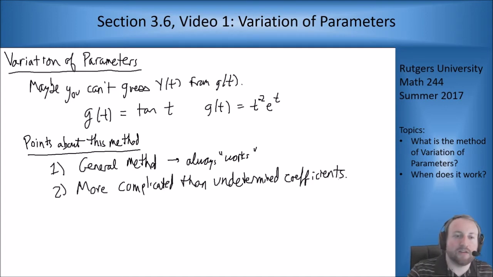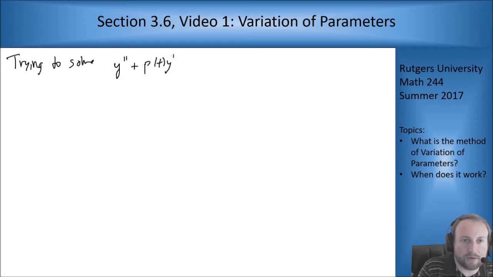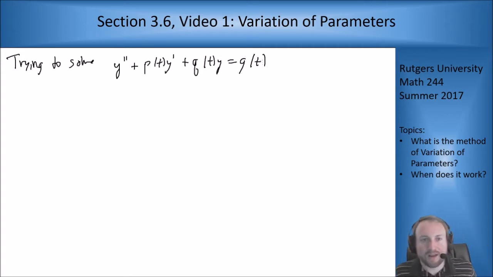All right, let's start thinking about this method. We're trying to solve y double prime plus p of t y prime plus q of t y equals g of t. Here we're going back to the general, not necessarily constant coefficient case, because we can solve it in this case just as easily. Working these out by hand is a lot easier with constant coefficients, which is probably what you'll see on exams, but it works in the general case as well, so we'll do it all in the general case.